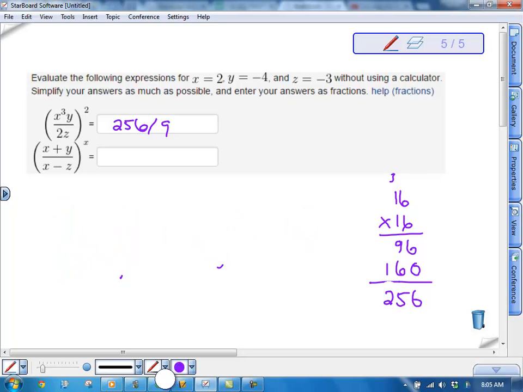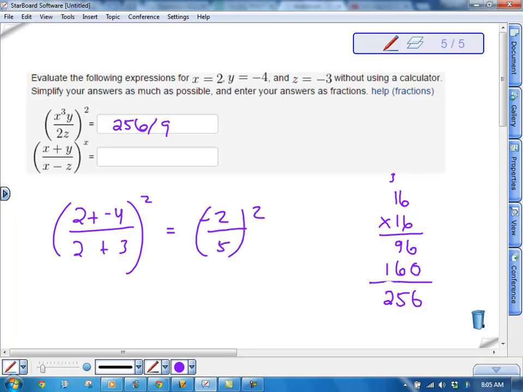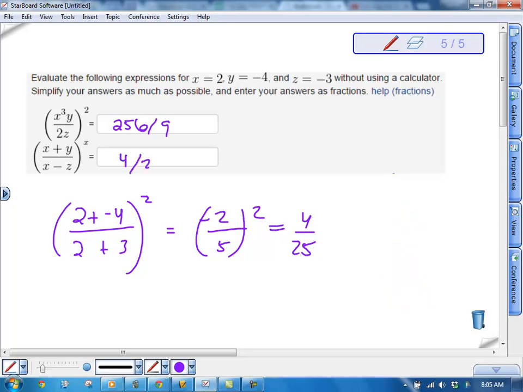The next one, x is 2 plus y is -4, all over x is 2 minus z is -3. Double negatives go positive. And we're going to raise this to the x power, which is the second power. All right, so this simplifies to -2 over 5 squared, which is just 4 over 25, if you square the numerator and the denominator. So just enter in 4 over 25 there.